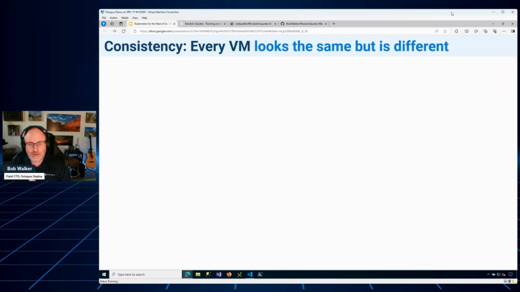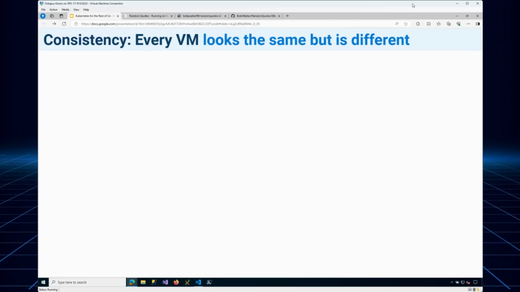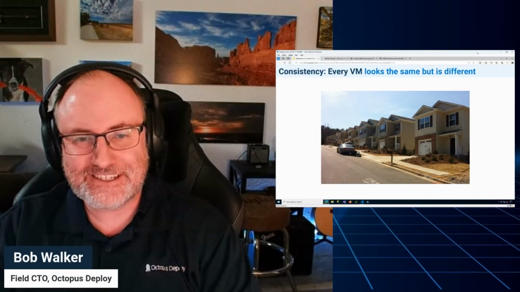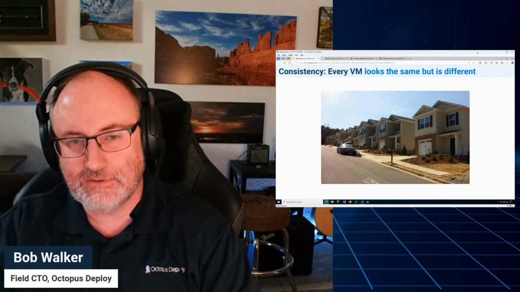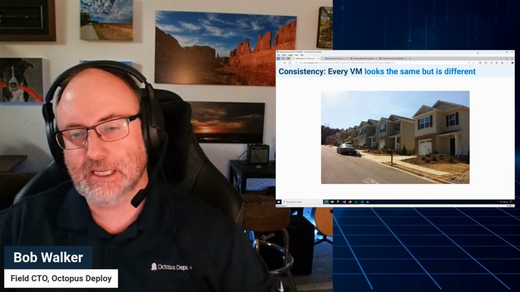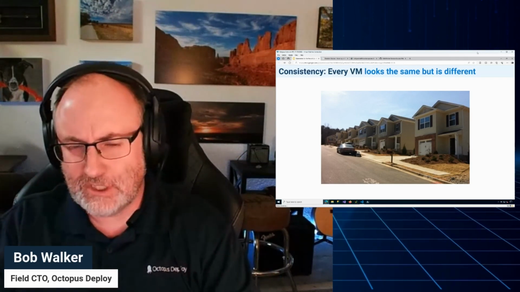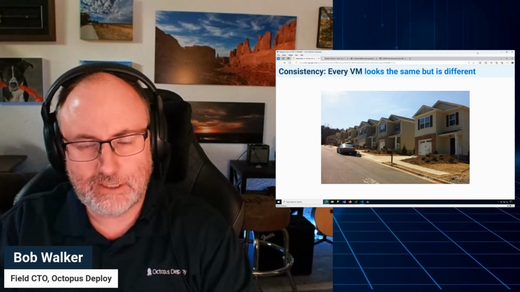But one of the challenges that has occurred with virtual machines is that every virtual machine looks the same, but is just slightly different. And I like to think back to tract housing in the United States. And if you're not familiar with that, that's perfectly fine. In the United States, we have these land developers that will buy up massive amounts of land, and then they'll start building houses. As a way to save money, they'll just reuse the same blueprints over and over and over again.